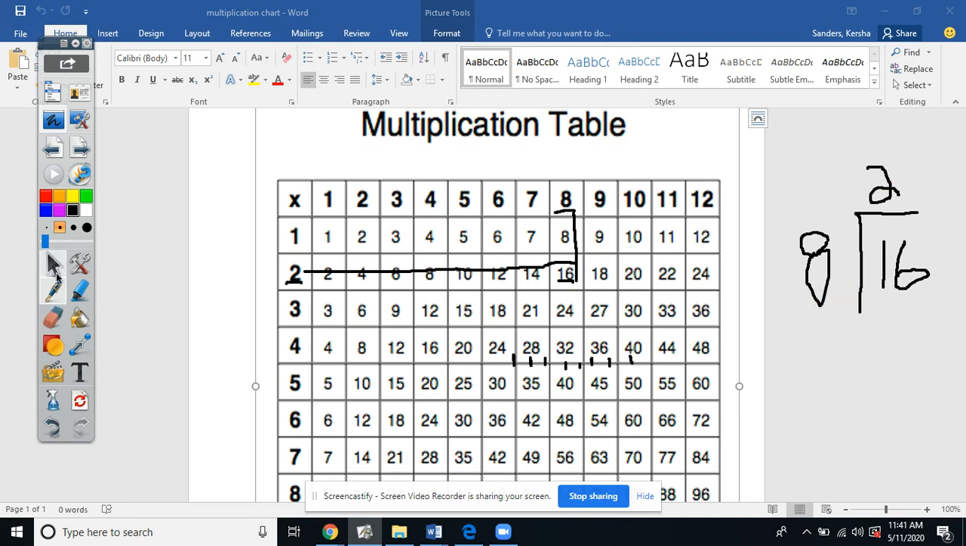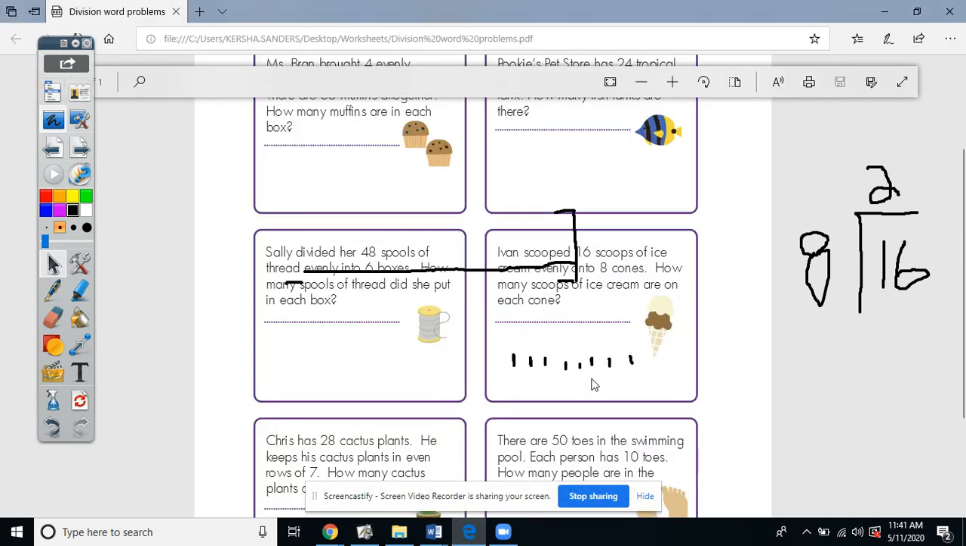So let's go ahead and go back to our worksheet here. Okay, so Ivan scooped 16 scoops of ice cream evenly onto 8 cones. How many scoops of ice cream are there on each cone? 2. So each of these ice cream cones looks about like that. It's a double scoop ice cream because there's 2 scoops of ice cream in each of these 8 cones, for a grand total of 16 double scoop ice creams.